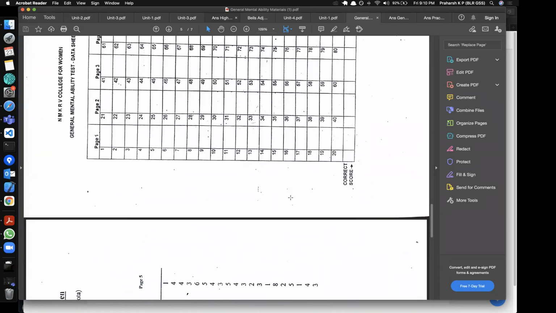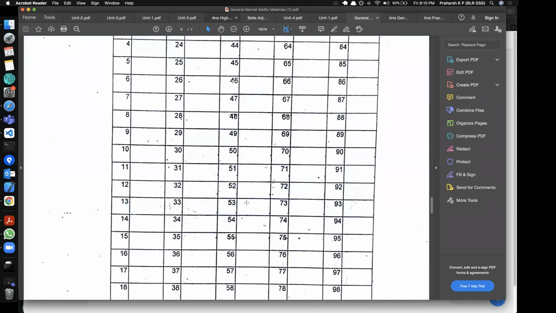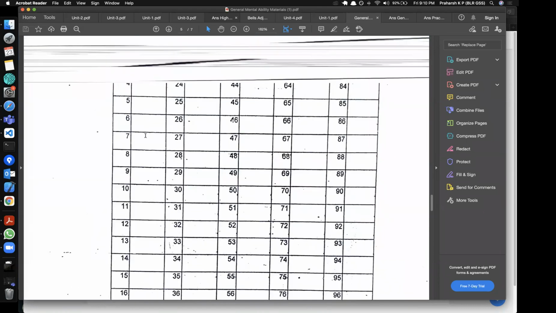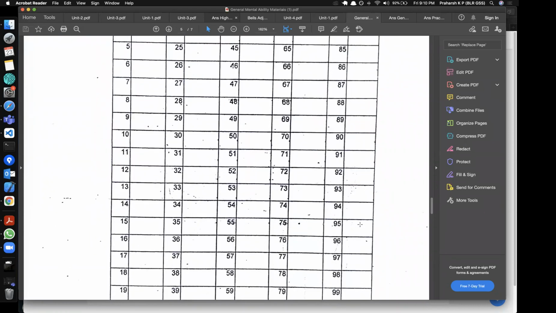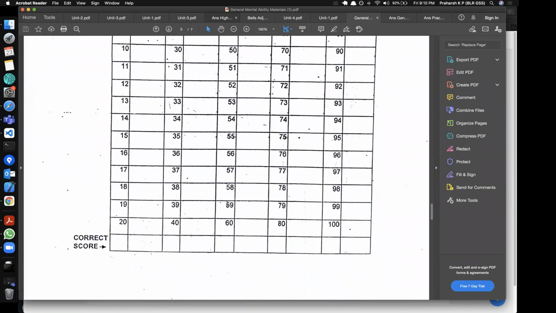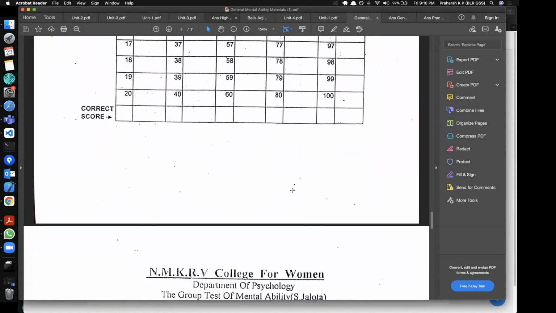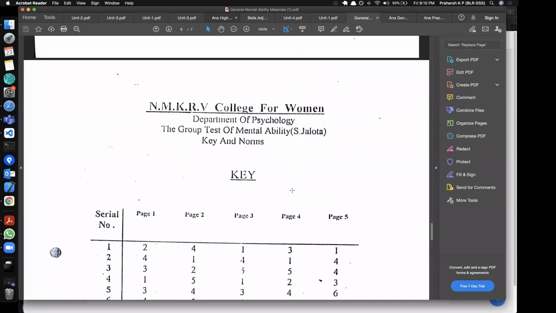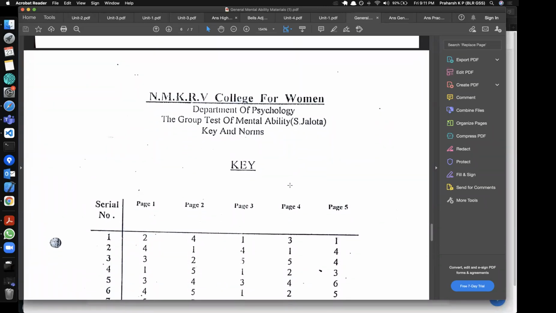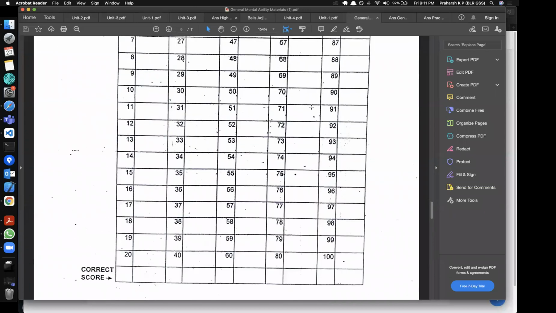Let me try to rotate this again. Okay, nice. There you are. Okay. So this is the scoring sheet. 1, 2, 3, 4, etc. So you have a total of 100 questions and the maximum mark that you will get is 100. Everybody already sleeping? Yes, good. So the maximum marks is 100. The minimum marks is 0.